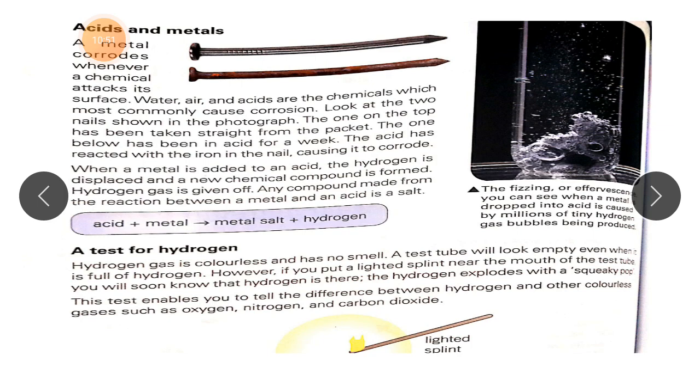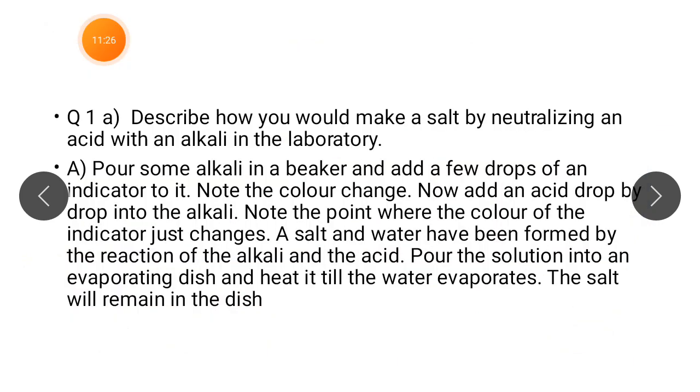If we have the gas in a test tube, we can't see it because it is colorless, but we will just light a splint and keep it near the mouth of the test tube, and if we get a squeaky pop, then we will know that the gas is hydrogen gas. Okay students, let's discuss two questions related to these topics, and we will continue this topic and the rest of the questions in our next video.